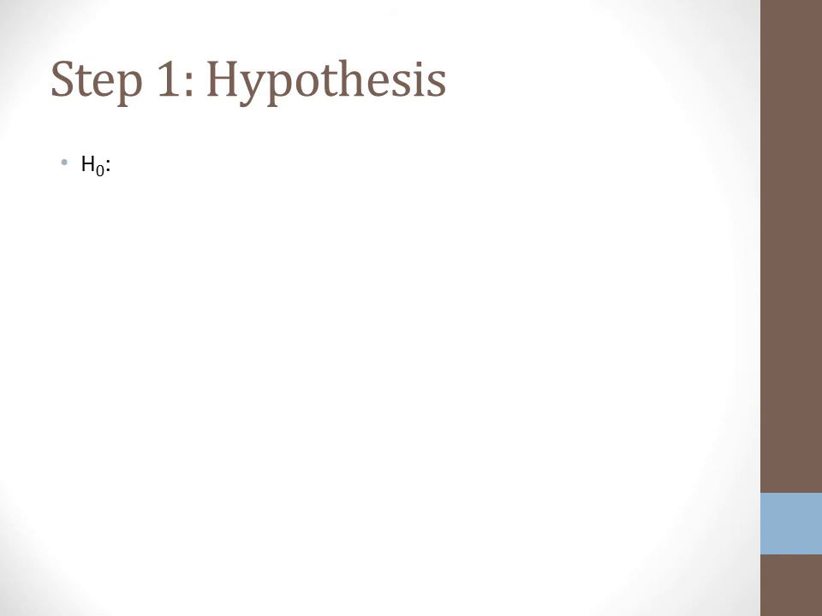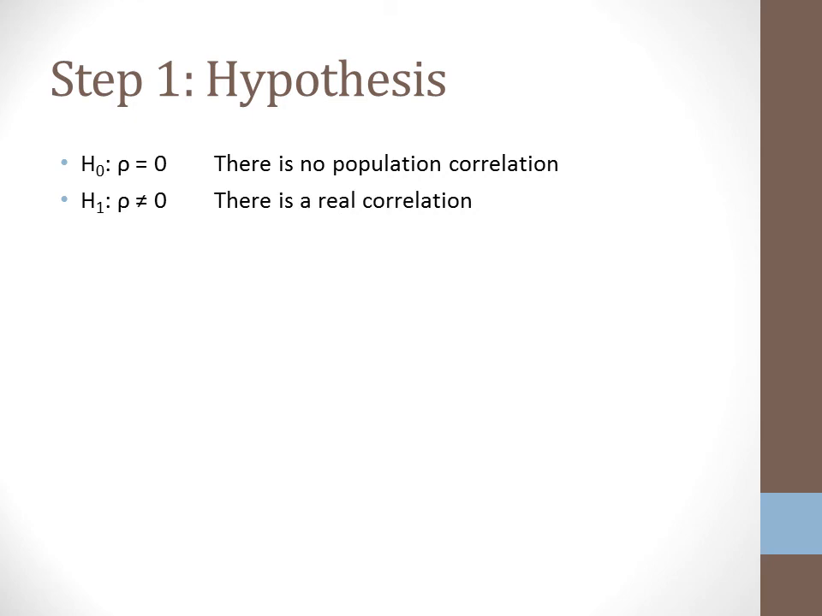So let's go ahead and write it. Our null hypothesis is rho equals 0. In other words, there is no population correlation. The alternative hypothesis is rho is not equal to 0. In other words, there is a real correlation. The correlation from the sample data will be used to evaluate these hypotheses. However, you need to consider that there is always the possibility of sampling error.